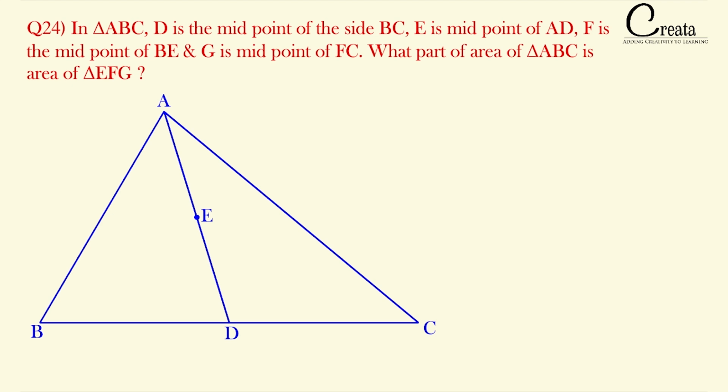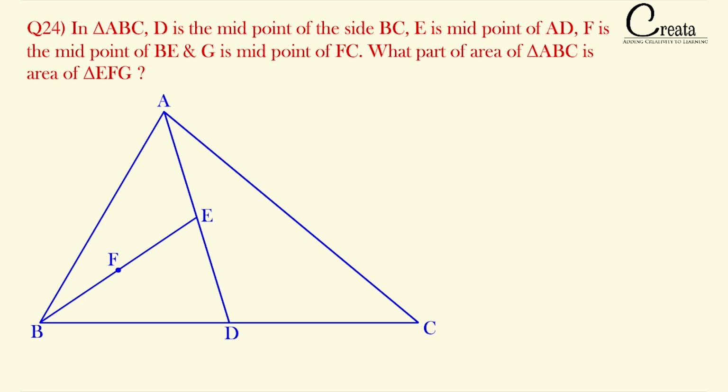Okay, we have located the point E as the midpoint of AD. Means AE is equal to ED. That is, both of these line segments will be equal to each other. Further, it is given as F is the midpoint of BE. Let's draw the line segment BE, and we will locate the point F, which is the midpoint of BE. Means BF will be equal to FE. Okay, F is the midpoint.